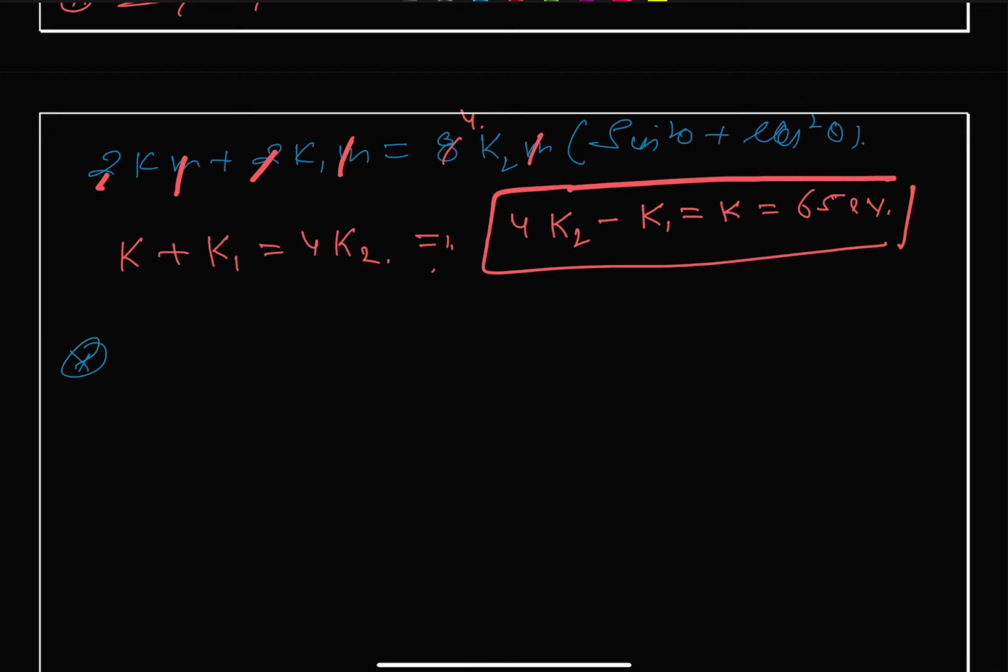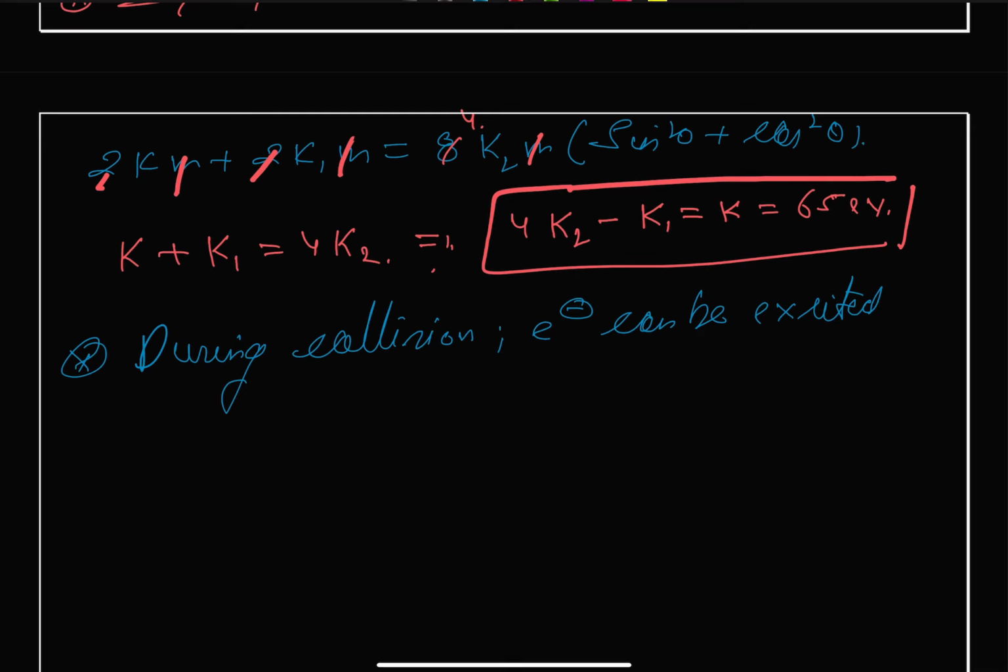So we can say during collision, electrons can be excited to any higher energy state.